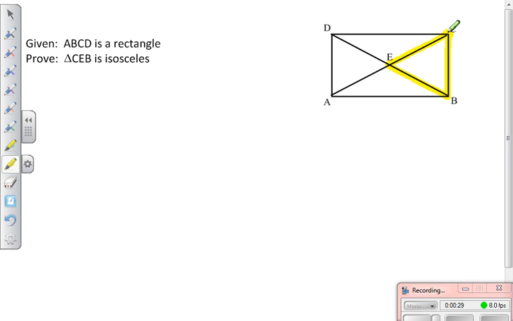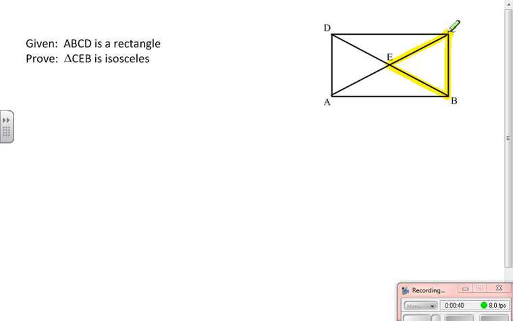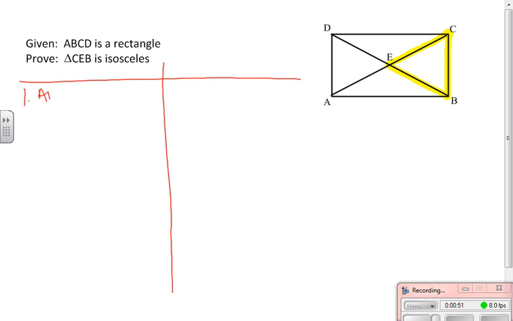That means we need to prove most likely that EC equals EB. Well, in thinking about that, those two would have to be equal, those are parts of the diagonals. I'm going to go to my properties that talk about the diagonals and see if I can get those two pieces. So that's my plan. So, first step is always the given.